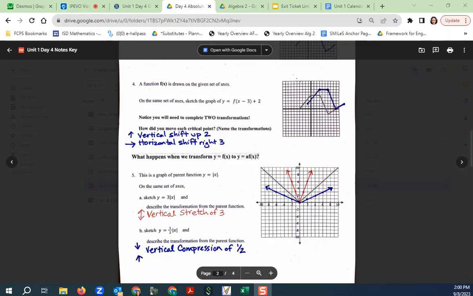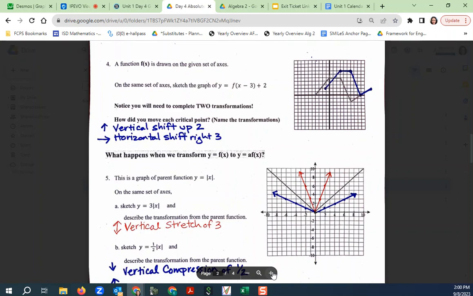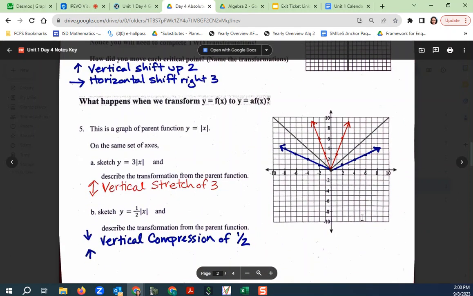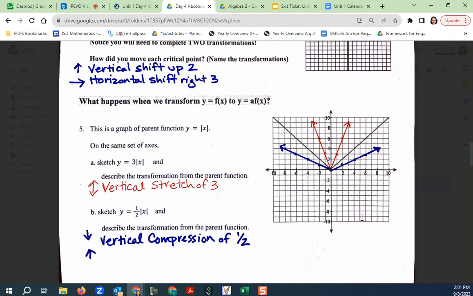So let me unfreeze this. There you go. I can make it a little bit bigger. We're going to check the bottom of page 2. So looking at the bottom of page 2, we said that the first one was a vertical stretch of 3 because it made it taller. And then the second one is a vertical compression of 1/2 because it gets pushed down, it gets compressed to be half as tall. Make sure you have that correct, and then I'm going to talk to you about that next part, because that next part gets tricky when you can't put it into Desmos. I get that.